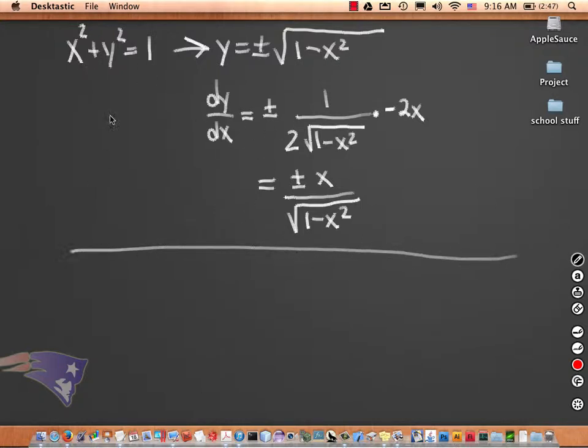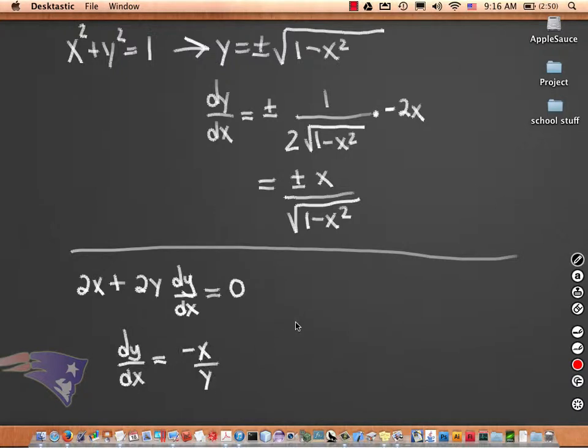All right, now let's do this implicitly. So David, what's the first part if we're going to do this implicitly? 2x. Plus, and then Carrie, what does this become? D over dx. dy dx equals 0. Now solve for dy dx. dy dx equals negative x over y when you solve it.